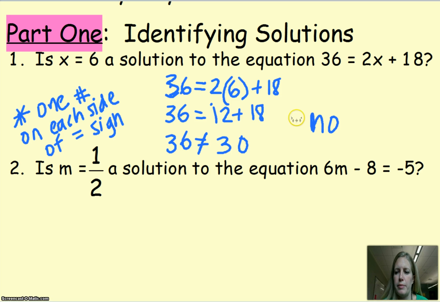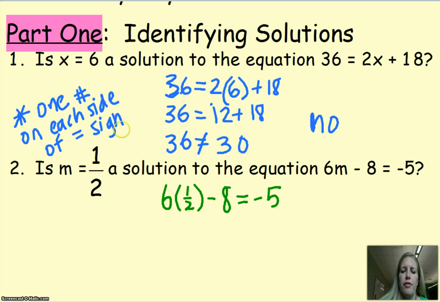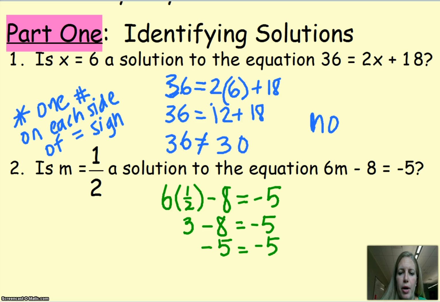Okay, so number 2, let's check this one. Is m equals a half a solution to the equation? So we're going to plug it in. 6 times a half minus 8. Does that equal negative 5? Half of 6 is 3 minus 8. Does that equal negative 5? 3 minus 8 is negative 5. And yes, that equals negative 5. They are the same number. And I know maybe you saw it here in step 2 that they were equal, but you still need to go down until there is one number on each side. And that's kind of setting you up to learn how to do a check in an equation, okay? So yes, it is true, and our answer is yes.